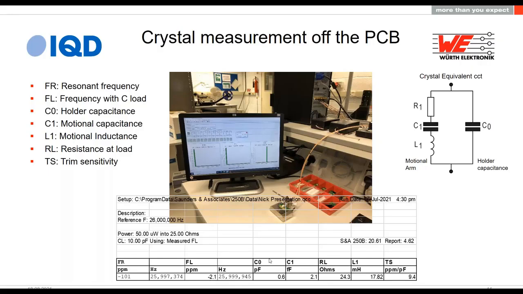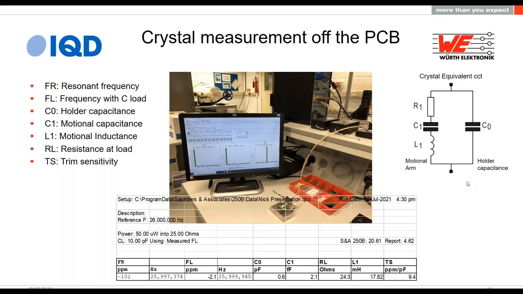Okay, the next 4 measurements, C0, C1, RL, and L1 are what we call the crystal equivalent circuit, which I've put up here for you. In this configuration, C0 represents the holder capacitance. Crystals are lumps of rock and they have a body around them to encapsulate them.